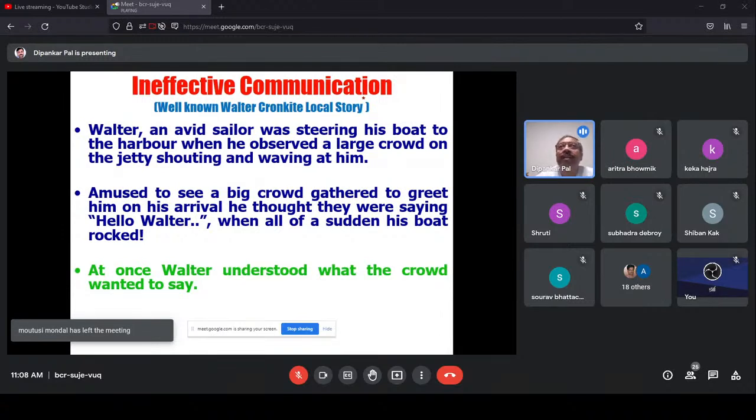Maybe on the part of Walter, he should not have jumped to a foregone conclusion that the people had gathered there just to greet him. Because not every time when you come back after a long sea voyage, you see a large crowd on the bank of the river greeting him or calling him back to the shore. So why the people had gathered there, he should have thought 2-3 times, and instead of steering the boat further towards the dock, he could have signaled and asked them what they wanted to say. So it was a mistake on both their parts. Therefore, these things also have to be kept in mind.